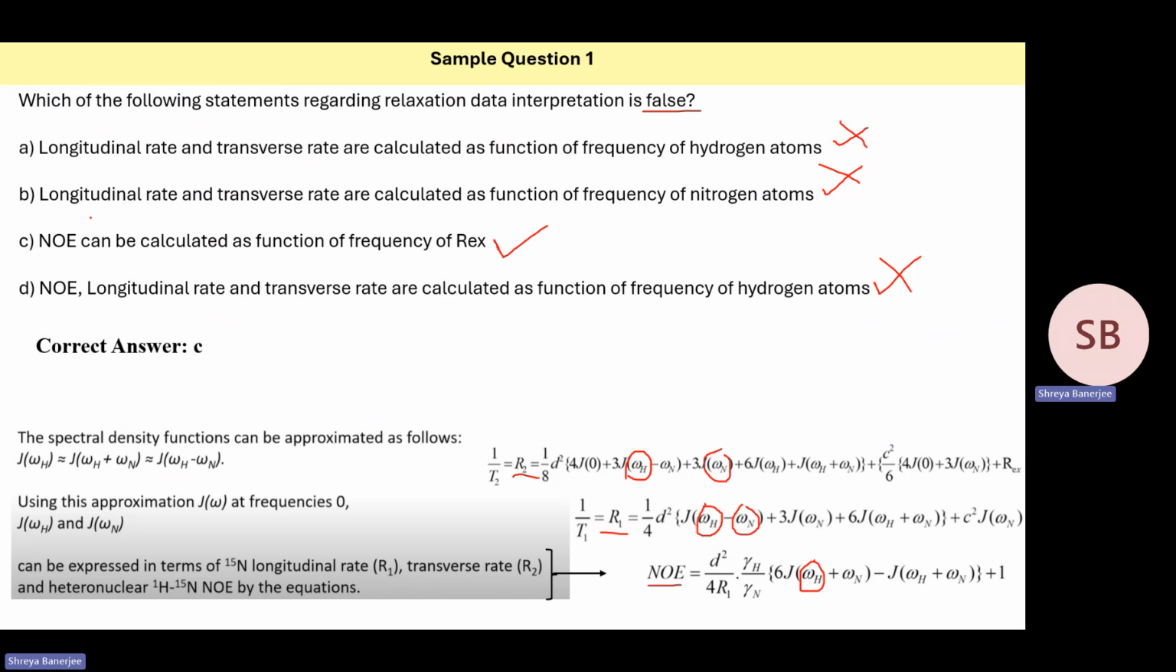Why is C false? Because it is saying NOE can be calculated as function of frequency of R exchange. So you can see in the term of NOE, there is no R exchange term. There is only R1 term. And in R1 also, there is no R exchange term. R exchange term is there only in R2. So R exchange is only associated with R2. It is not associated with NOE. So statement C is false. And the question is asking what is false. So C is the correct answer.